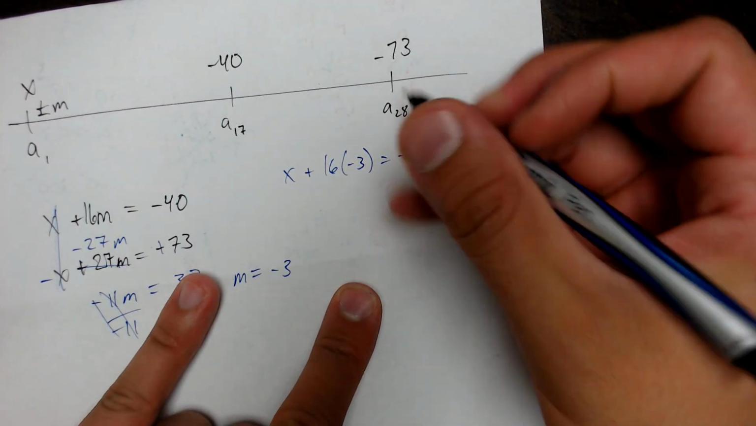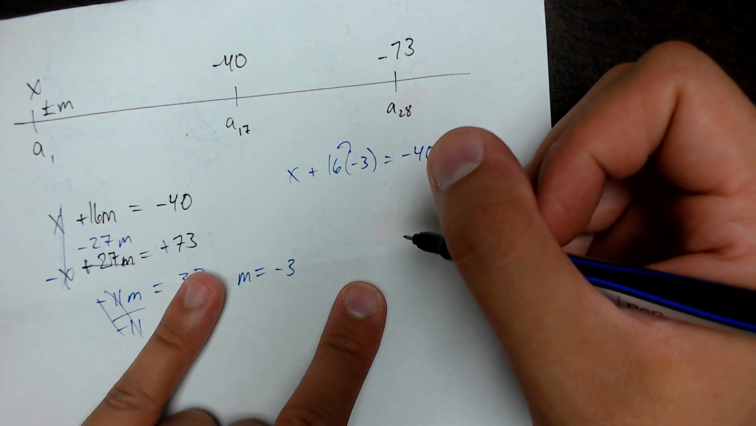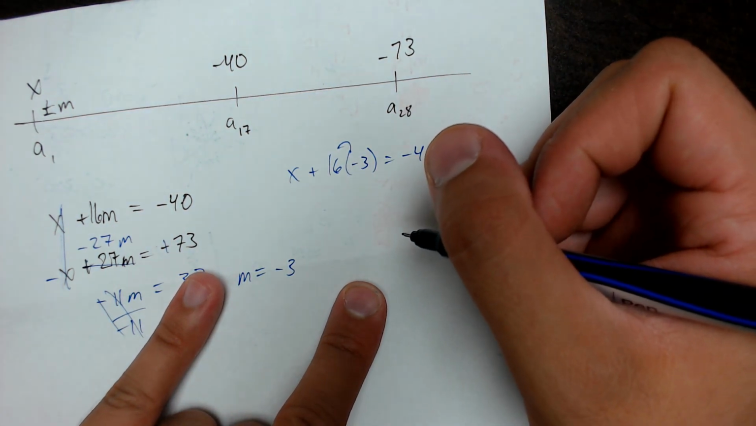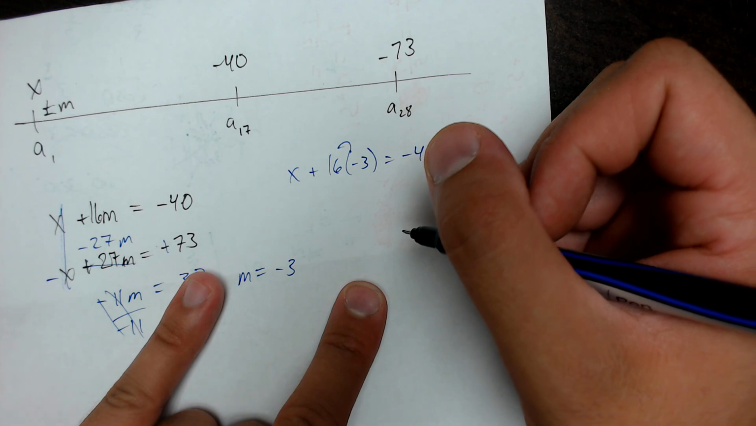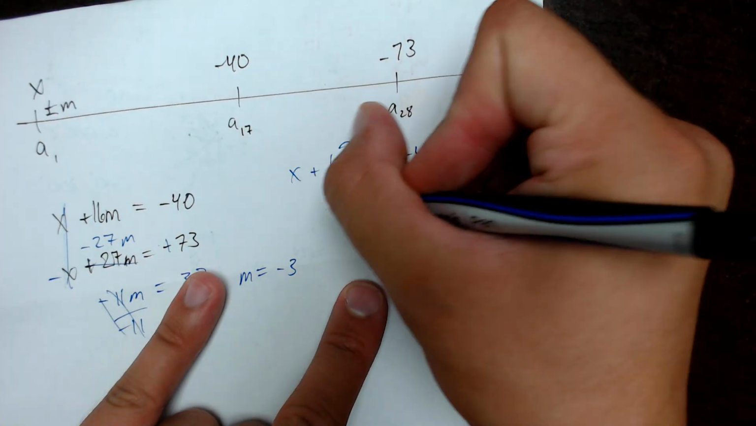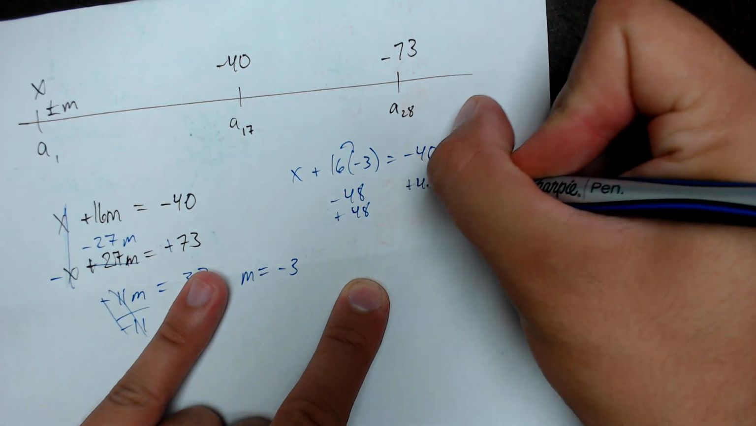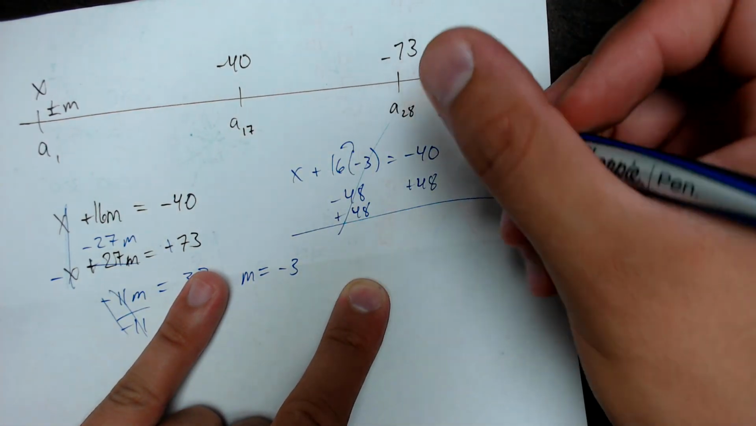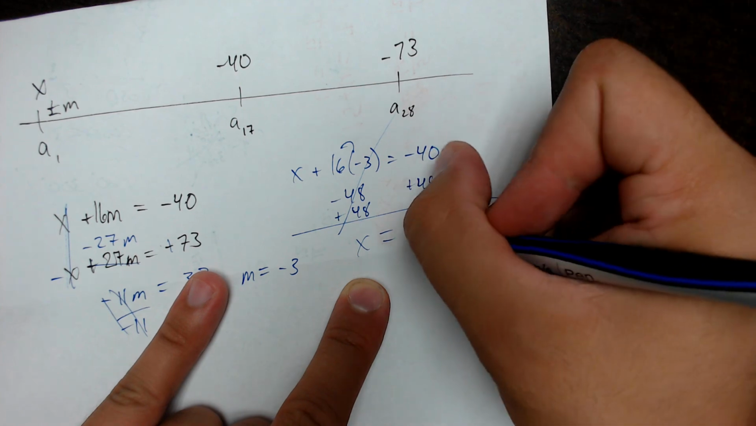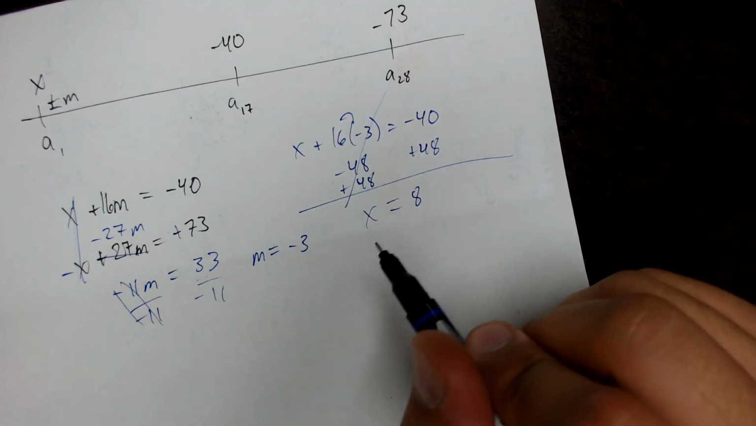And let's see here. I'm trying to remember my 16 times tables. 10, negative 30, 6 times 3, 18, negative 48. Okay, so this becomes negative 48 if we add it to each side. It's going to cancel, and then I'm going to get x is equal to positive 8. So my first number is 8.